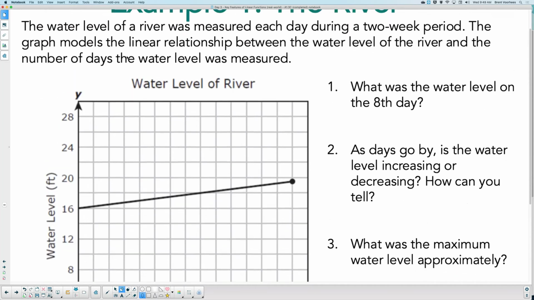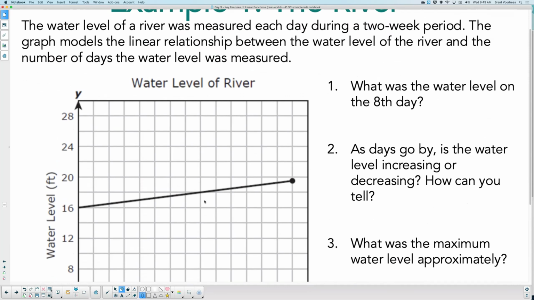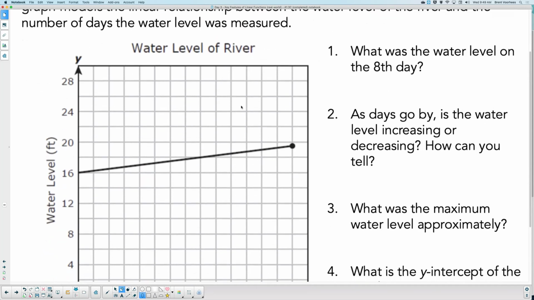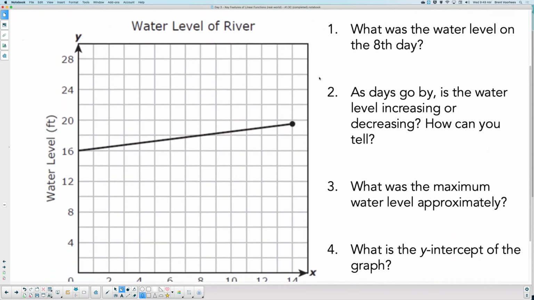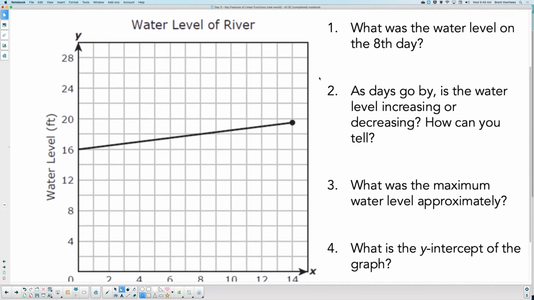The graph models the linear relationship. Linear just means it looks like a line between the water level of the river and the number of days the water level was measured. First question for you. What was the water level on day 8? Go ahead and take a look. What is the water level on day 8?